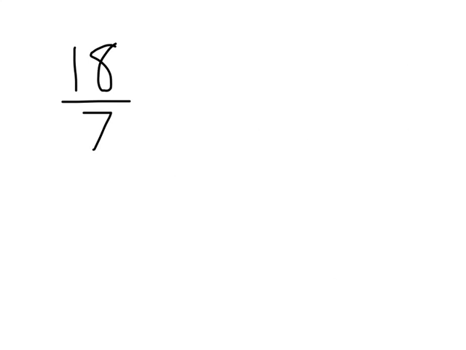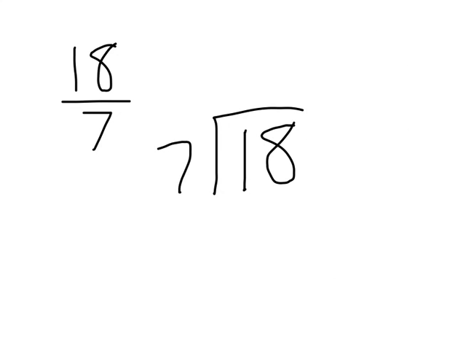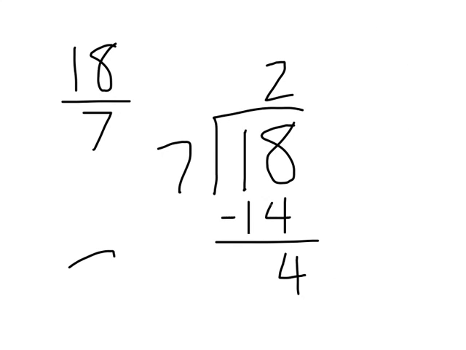Now you try one. Write 18/7 as a mixed number. To do this, I need to divide 18 divided by 7. 7 goes into 18 twice. 2 times 7 is 14. Subtract, and that gives me 4. So I've got 2 wholes with 4 out of 7 left over.